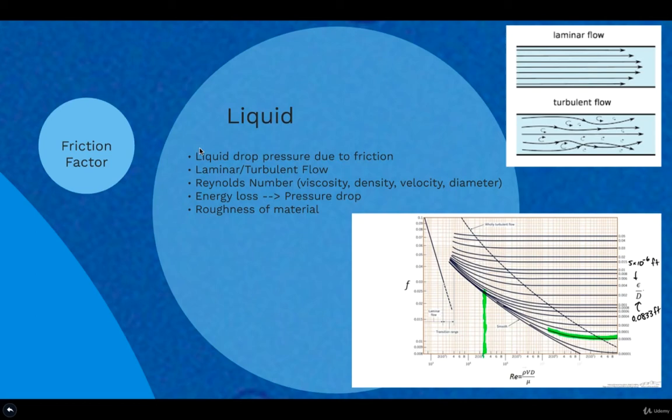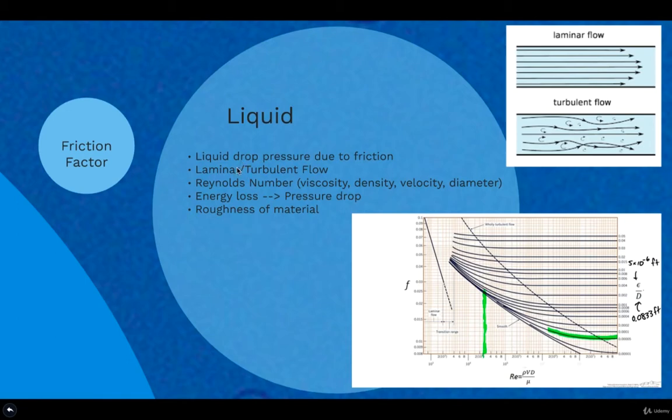What we're going to see is that liquid pressure drop is achieved due to friction. So the more friction you have in the pipe, the more pressure drop you will have. And why is that important? Because pressure drop implies energy loss. And what does that mean? It means that you will need to buy a pump, and you will need to invest and pay pumping cost.